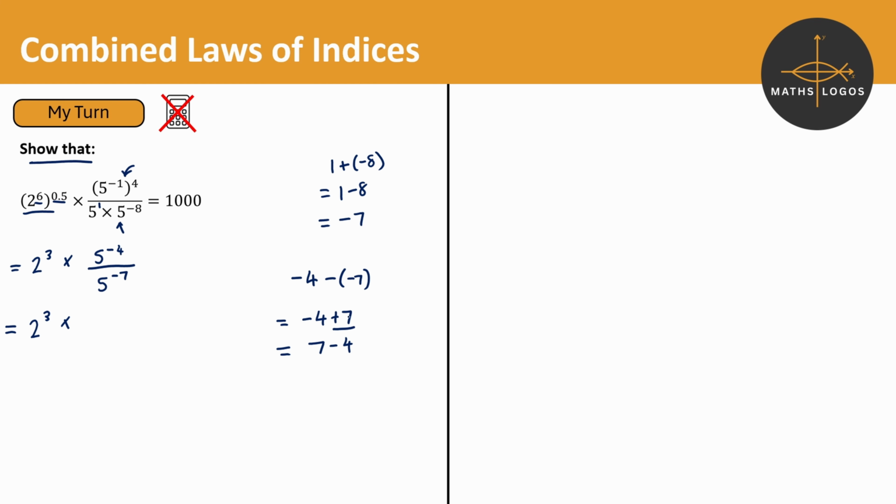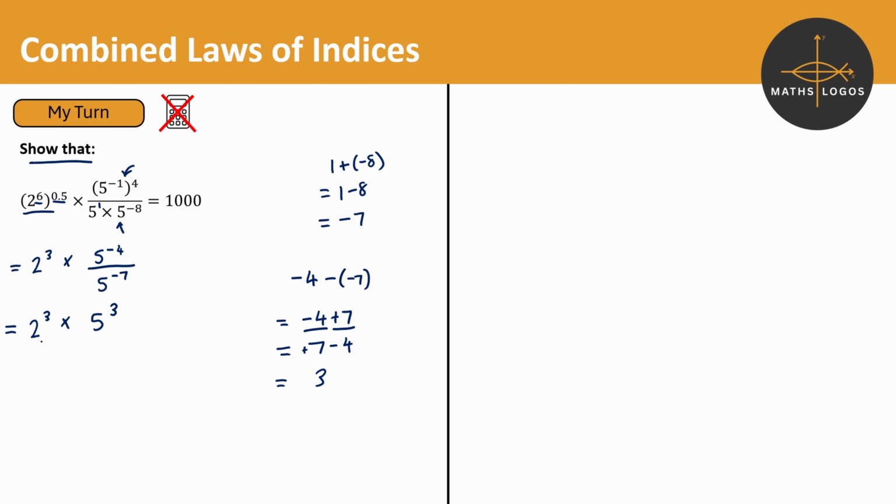I brought the symbol in front of the 7 with me. Okay, of course we don't write it in, but I did, and I just swapped the order of them, and that's okay. I can do that. Just have to be careful when I do it. 7 take away 4 is 3. So this tidies up to be 5 to the power of 3.